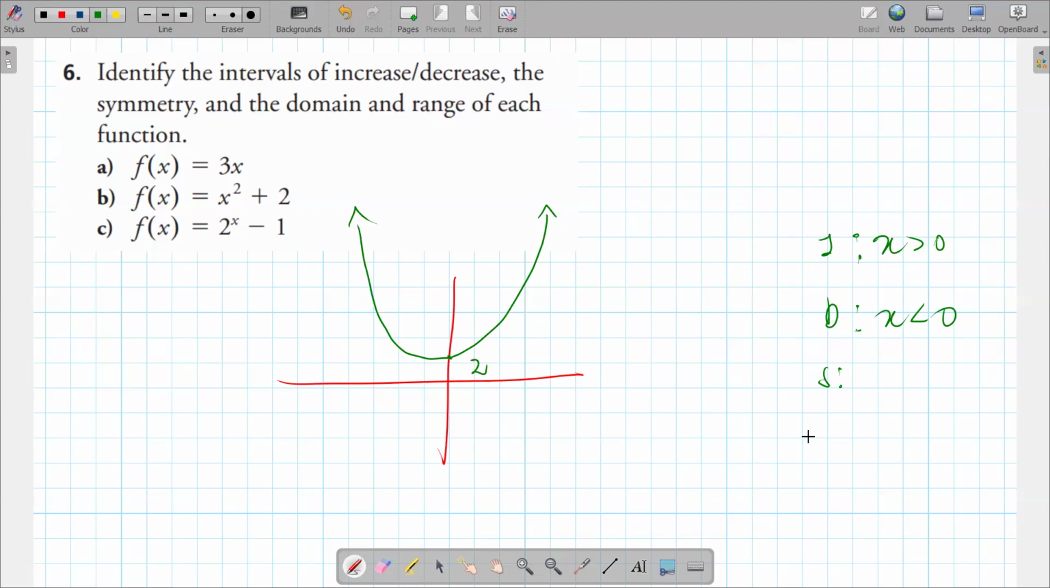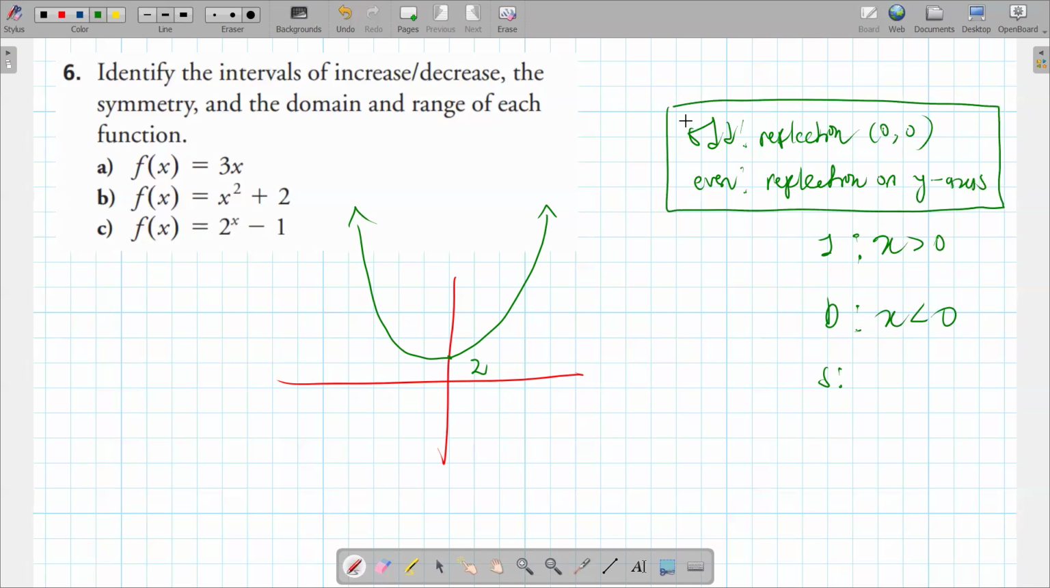Odd, so just remember what it means, right? Odd is a reflection about the origin, whereas an even function is a reflection on the y-axis. Even. Domain and range: x is any real number, y greater than 2.